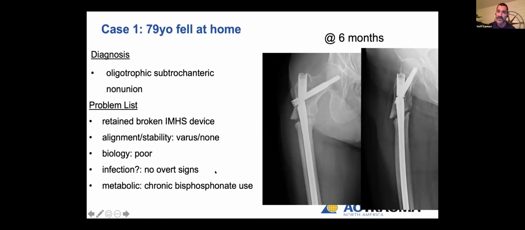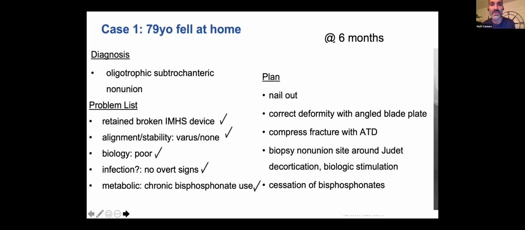I know the biology here is poor, not so much because the surgeon injured it, but because of the bisphosphonates. I don't have any known overt signs of infection, but I do know that there are metabolic issues here with the patient's chronic bisphosphonate use. And so I create a plan similar to the way that Chris went through his identification of ways to manage this. In my mind, the best way to correct this is by using a specific device called a blade plate. So my plan is to take the nail out, correct the deformity, compress the fracture, then biopsy to rule out infection, and then finally to address the metabolic issues, knowing that it won't have an immediate effect, though over the long term it should stop the patient's bisphosphonates.